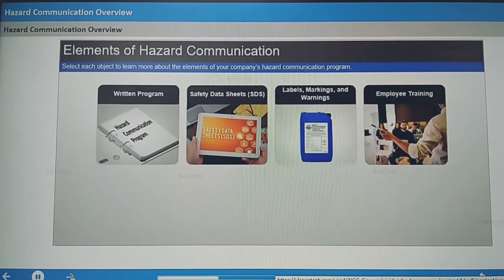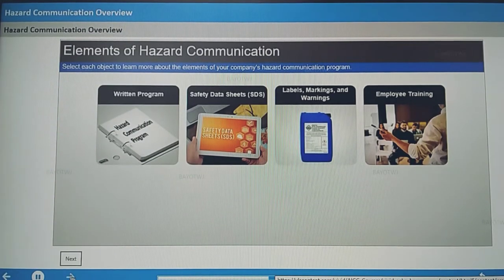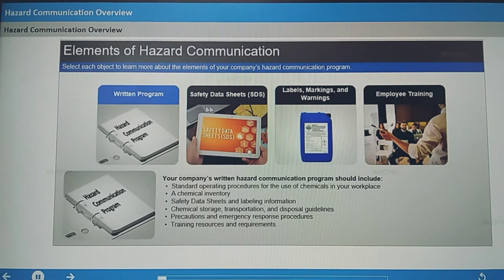For implementing and maintaining a hazard communication program, select each object to learn more about the elements of your company's hazard communication program. Your company's written hazard communication program must include standard operating procedures for the use of chemicals in your workplace, a chemical inventory, safety data sheets and labeling information, guidelines for chemical storage, transportation, and disposal, precautions and emergency response procedures, and training resources and requirements.